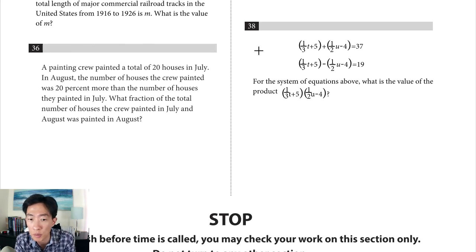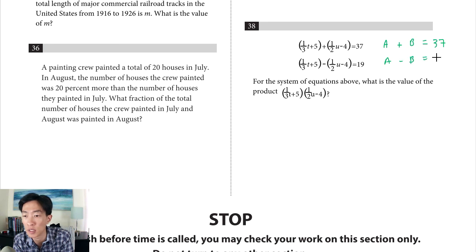Question 38, we have a system of equations. It says for the system of equations above, what is the value of the product, and so on. All right, so these are nasty numbers. What I'm going to notice is that we really only have two terms. We've got this 1/3 t plus 5, which is repeated here and here. We've got this 1/2 u minus 4 repeated here and here. So I'm going to make my life easier by saying a plus b equals 37. And down here, a minus b equals 19.